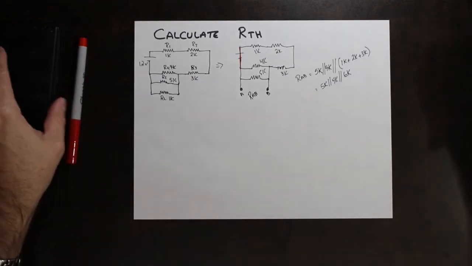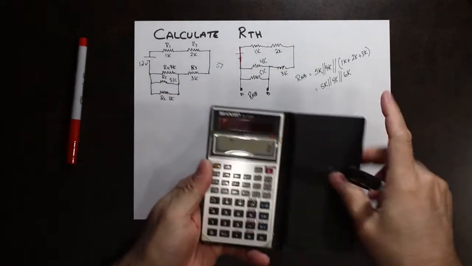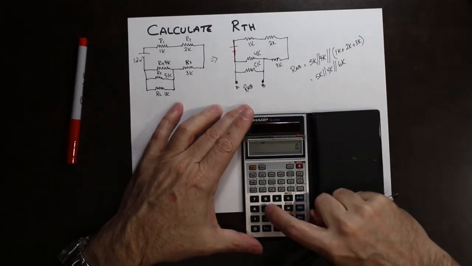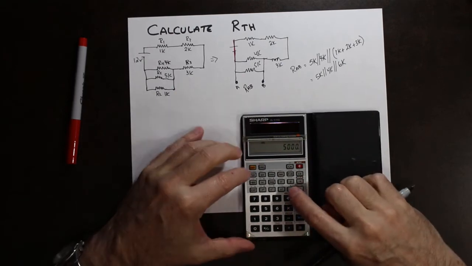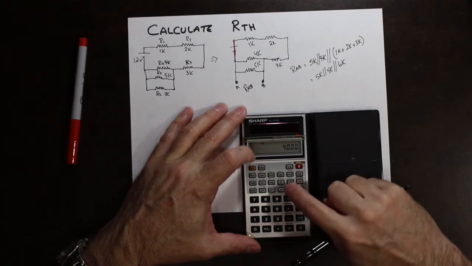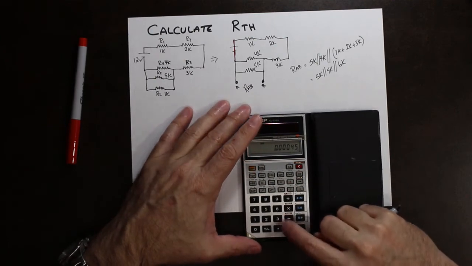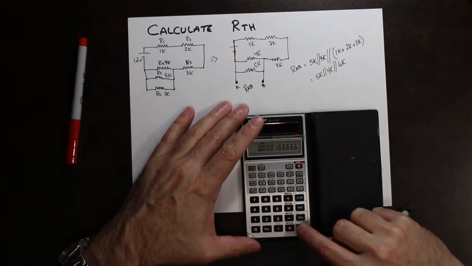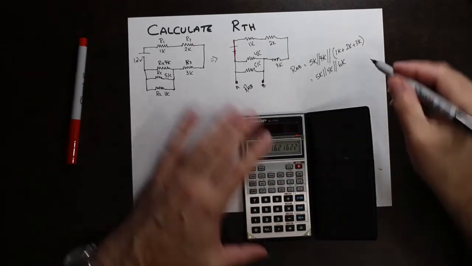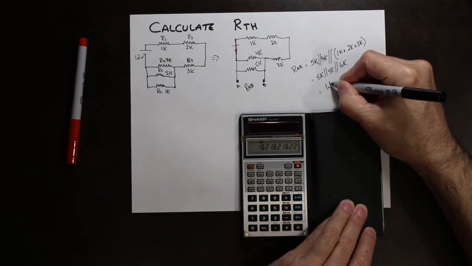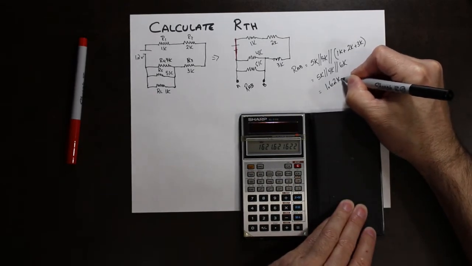Again, that is what we end up with. So we're going to plug those numbers into the calculator. There's our 5,000, 1 over, plus 4,000, 1 over, plus 6,000, 1 over, equals, 1 over. What I get for this number is 1.62 kiloohms.